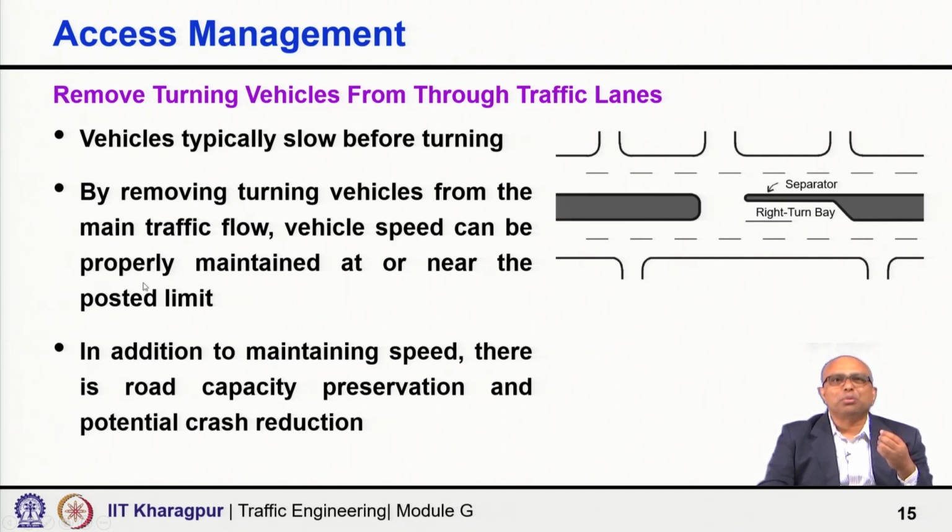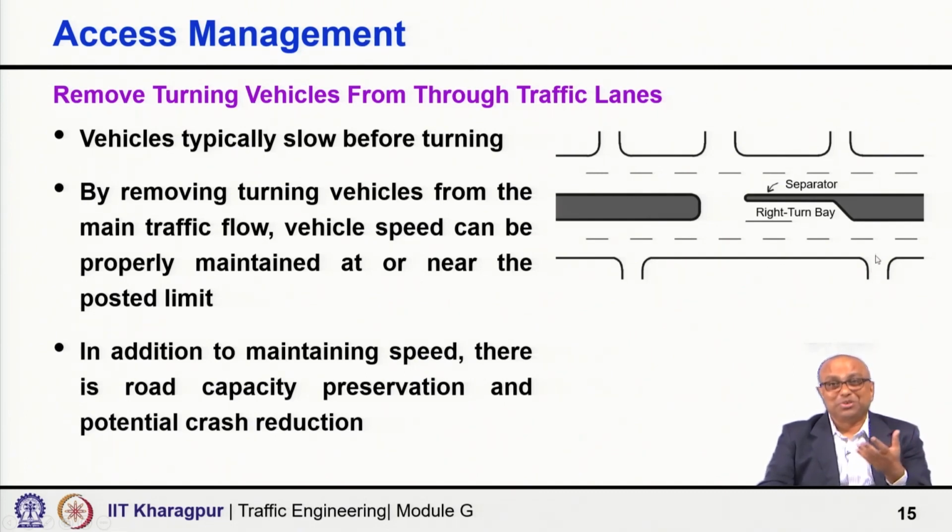Vehicle speed can be properly maintained at or near the posted limit. The through vehicles should be able to travel at or near the posted speed limit without restricting their speed. And in addition to maintaining speed, there is road capacity preservation and potential crash reduction. These are equally important.